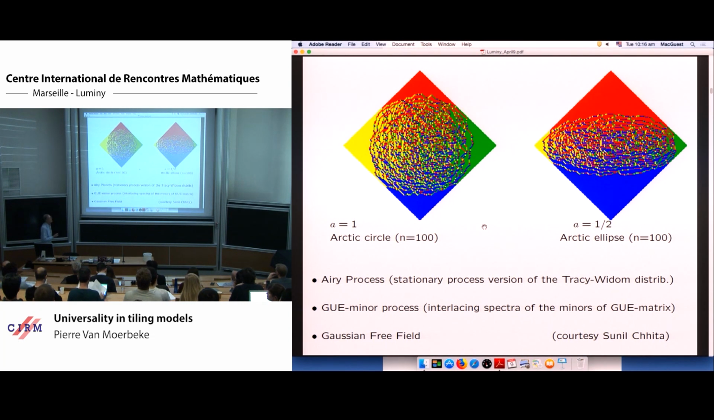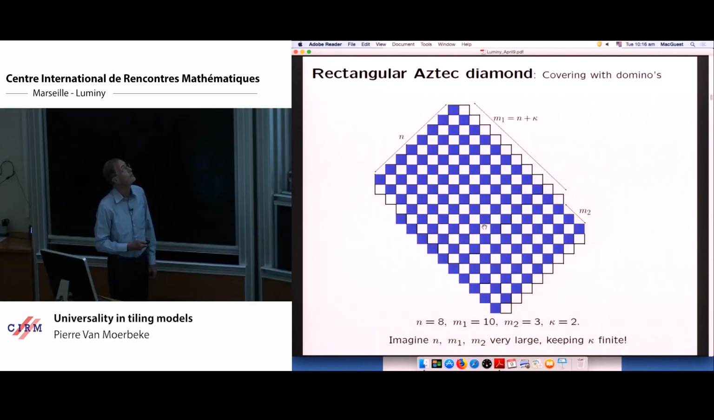Now, this is a picture where the horizontal tiles are more probable than the vertical ones. So you take a to be a half. You will see precisely what it is in a moment. Then instead of an Arctic circle, you get an Arctic ellipse, okay? But I'm actually interested in a different model.